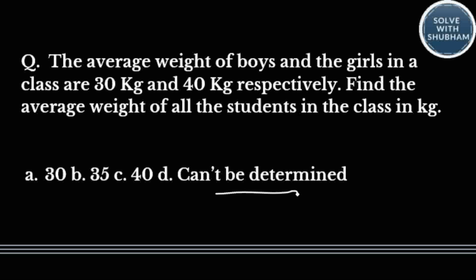Sometimes in these kinds of questions, what generally students would do is they would take 30 and 40, which is 30 plus 40, 70 divided by 2, 35. But that is not your average weight. Your average is total weight divided by number of people. You don't know the number of boys and number of girls, so you cannot find the answer.